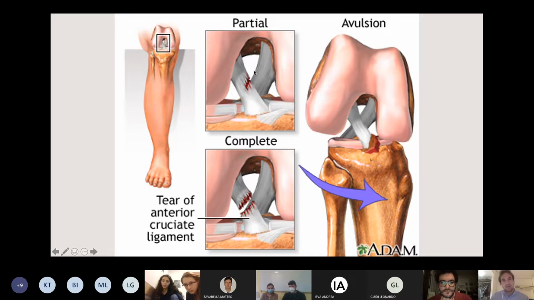The tear can be partial or complete, and usually it is caused by an internal rotation of the tibia, as you can see here. Typically, for example, when a soccer player is doing a change in direction, or when you have a bad injury while skiing.